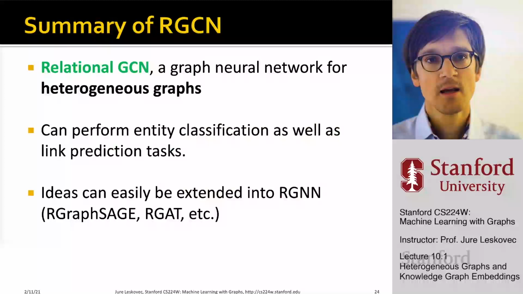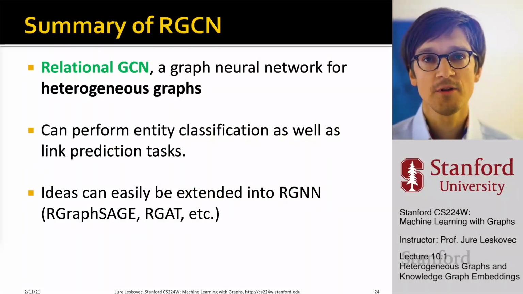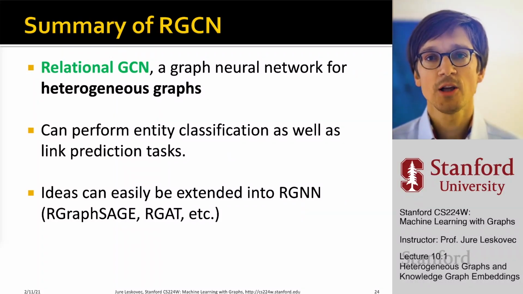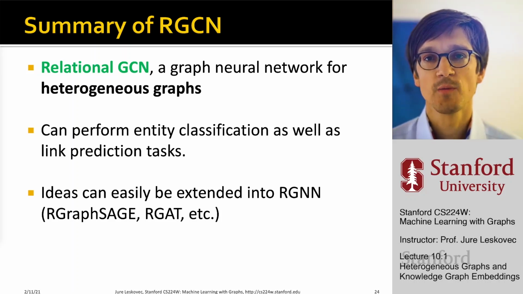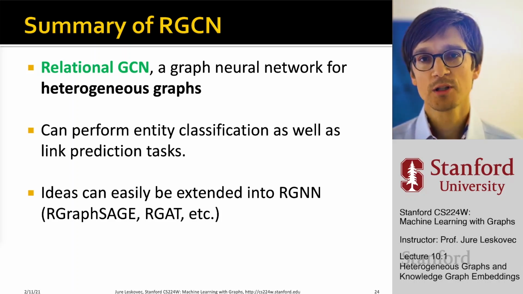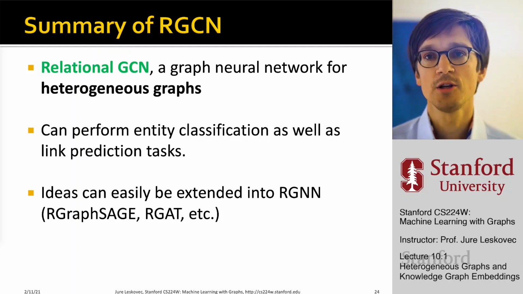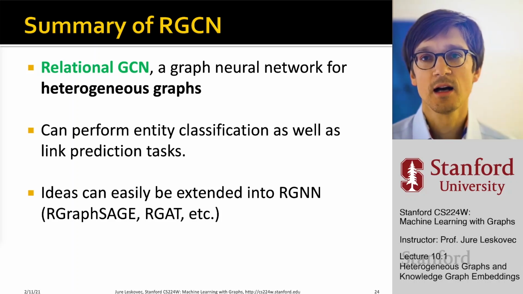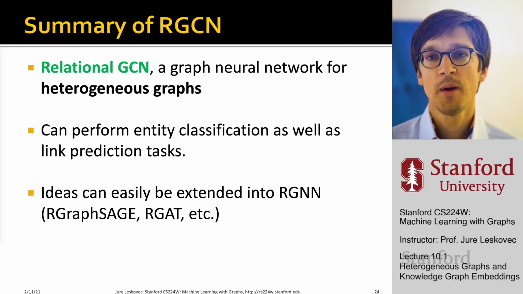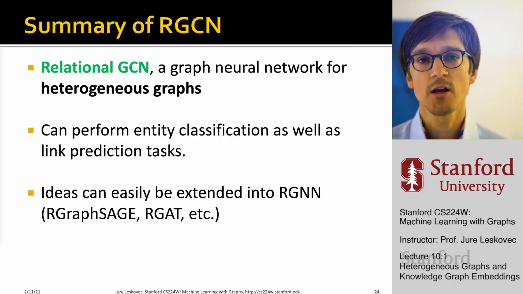So let me summarize. We talked about relational GCN, which is a graph neural network for heterogeneous graphs. We talked about how to define it. We talked about how to have relation type specific transformation functions. We discussed how to do entity classification as well as link prediction tasks. We also discussed how to make relational GCN more scalable through making matrices W block diagonal, or using it as a linear combination of basis transformations, so this kind of dictionary learning approach.